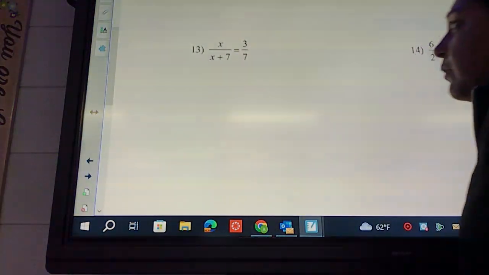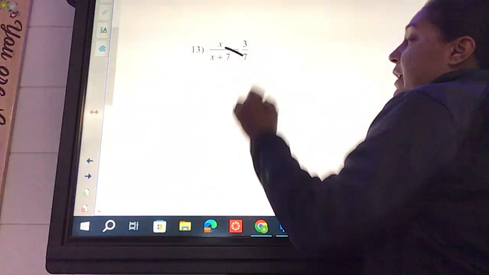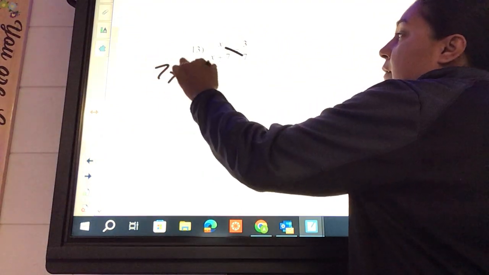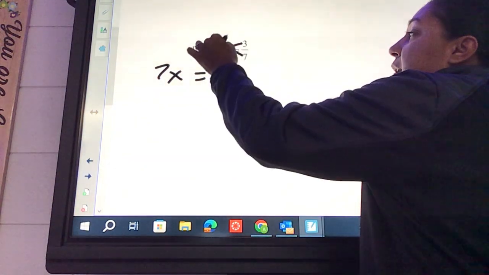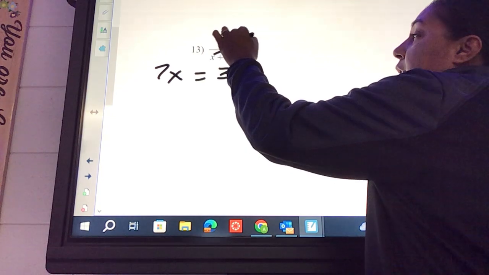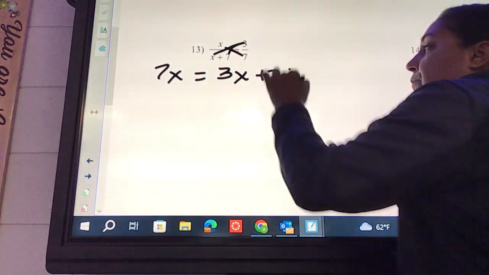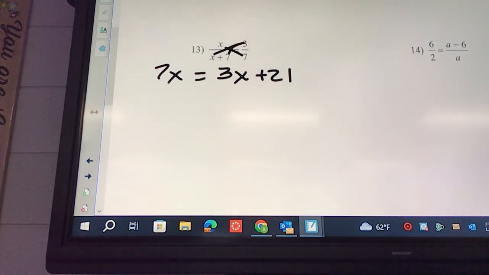So you're still going to cross multiply. So 7 times x is going to be 7x. 3 times x is 3x, and 3 times 7 is 21. Right? Here's where you're going to see a little bit of the difference. Letters go to the left, numbers go to the right. So what needs moved? The 3x.